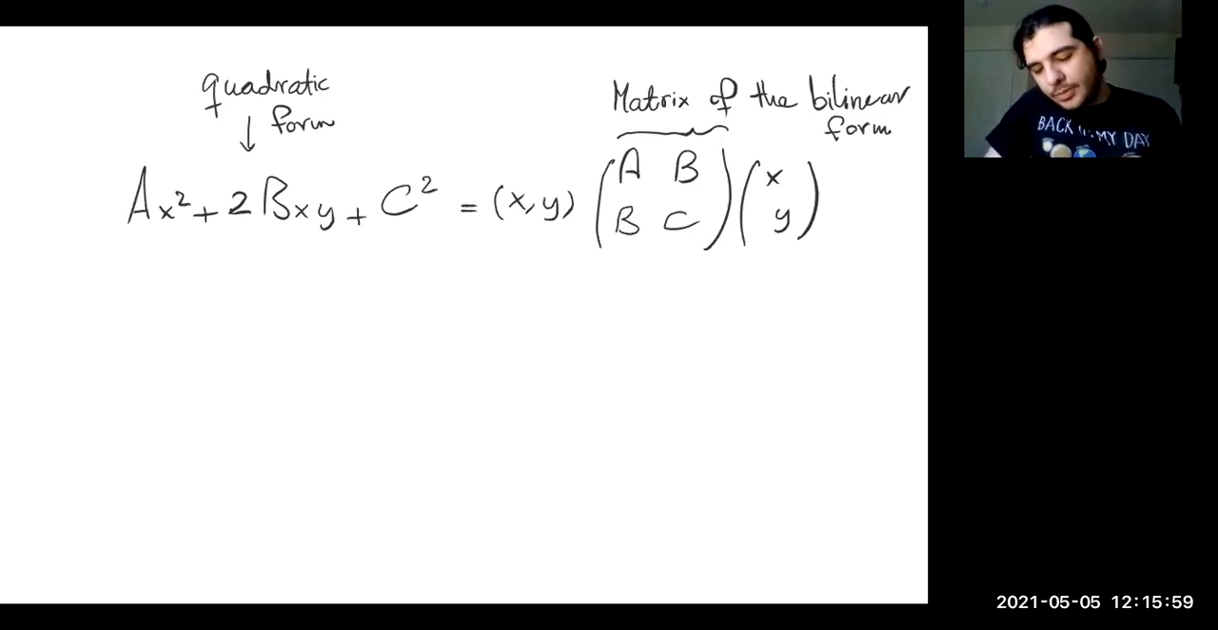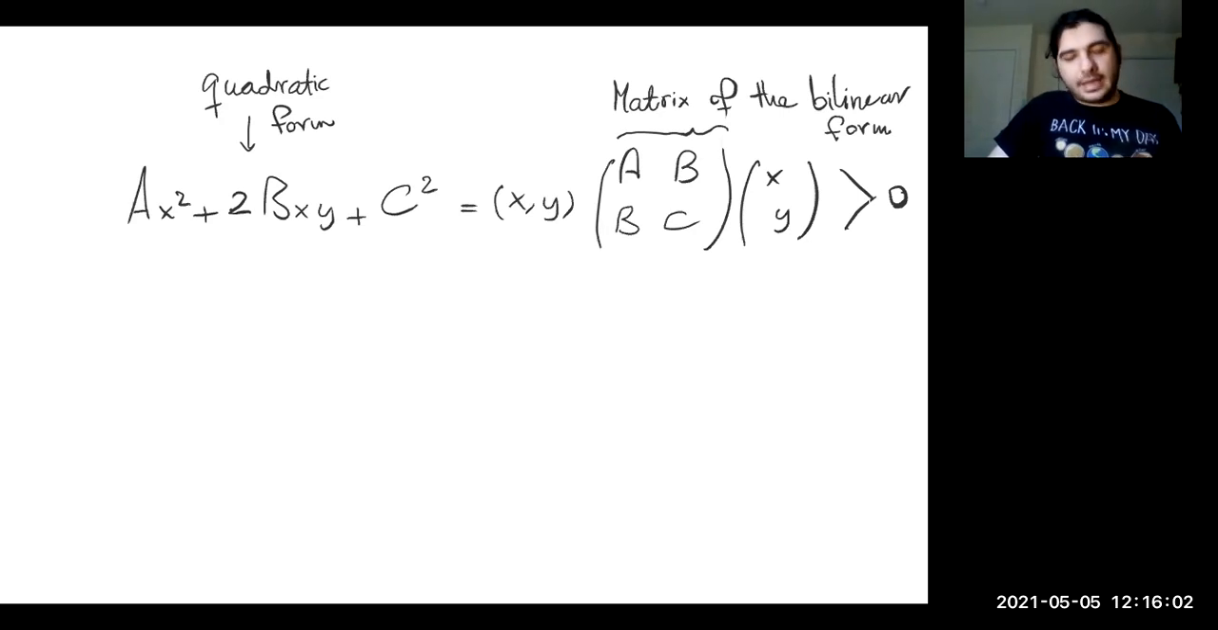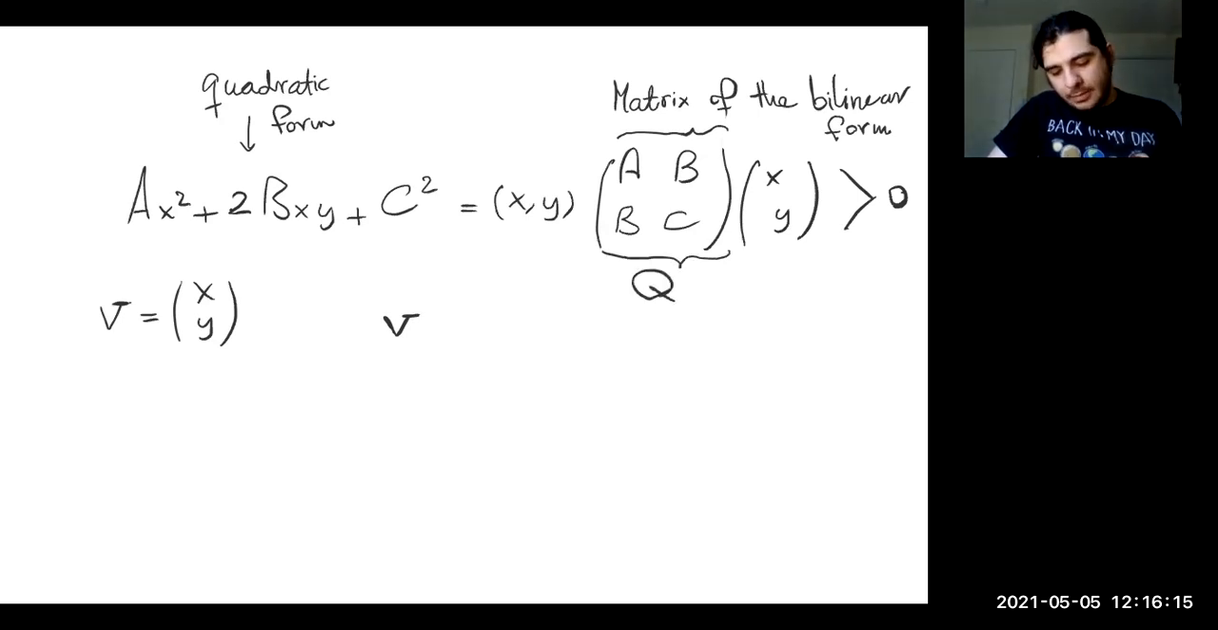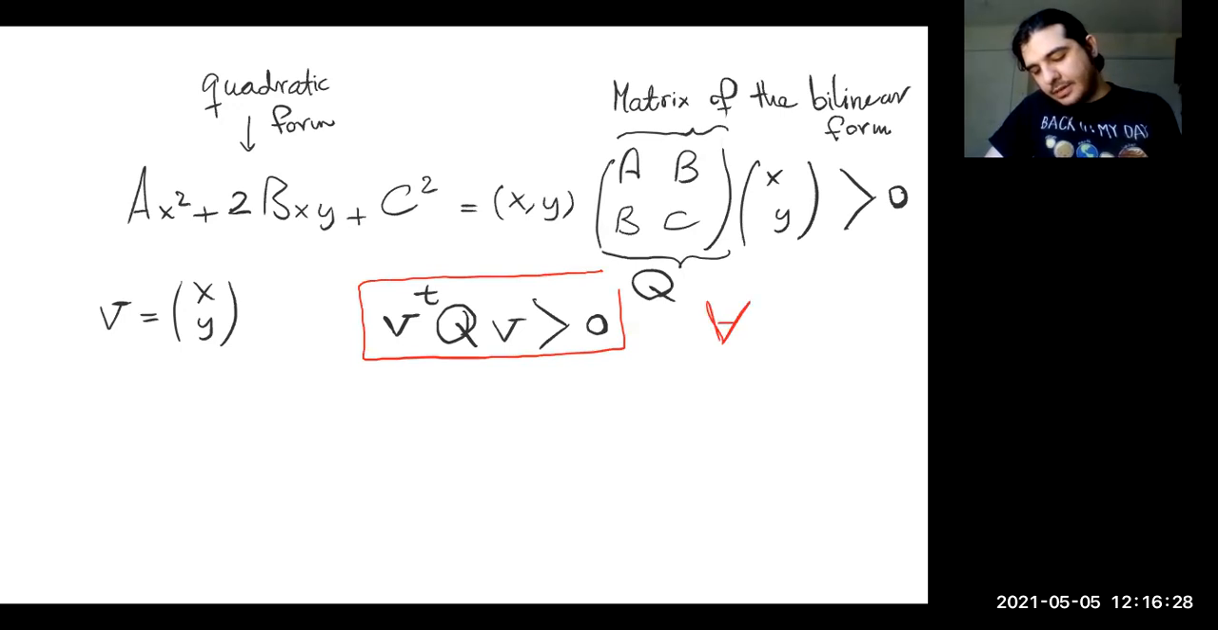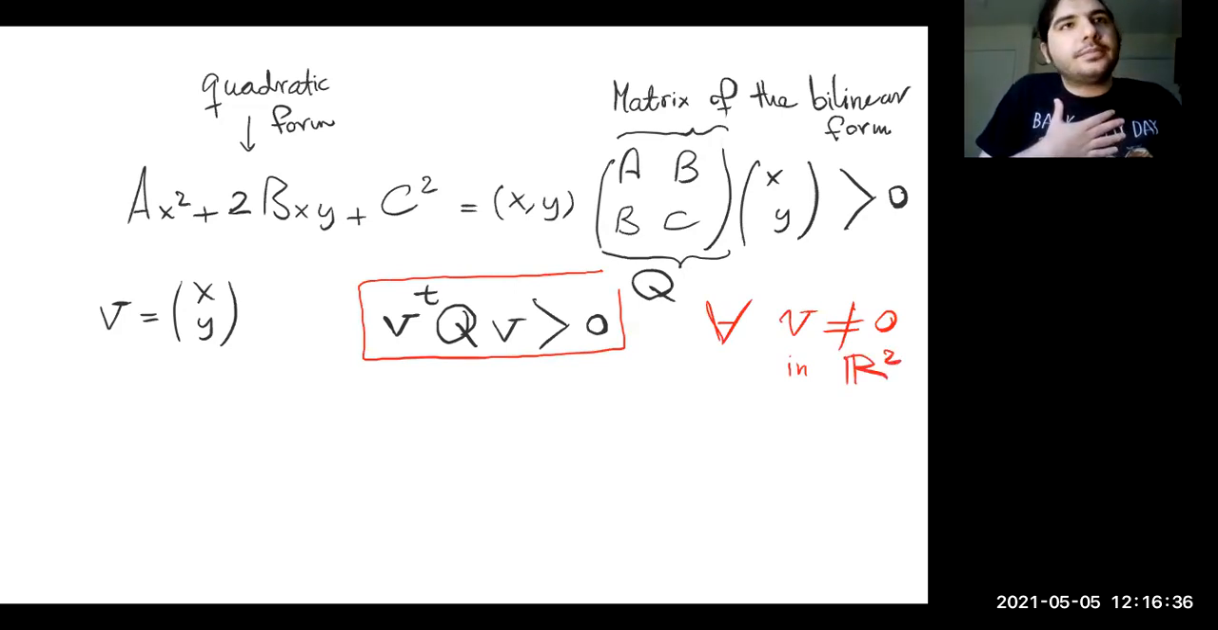So I want this to be positive for any vectors x and y. Let's denote this vector x and y with v. So it just says v times this. Let's denote this matrix with Q. We want v transpose Qv to be positive. That's what we want. For any vector v which is a non-zero vector in R2, right?